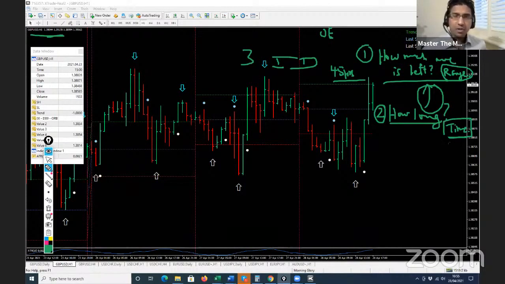Imagine it's very similar to running a race. You have a certain distance, point A to point B. You must know how long that runner takes to get from point A to point B. Very important. Same thing over here.